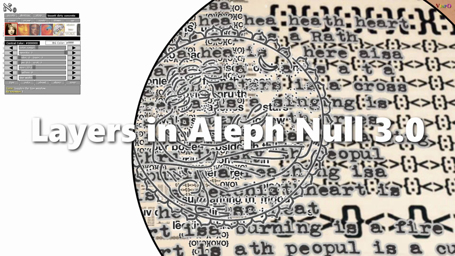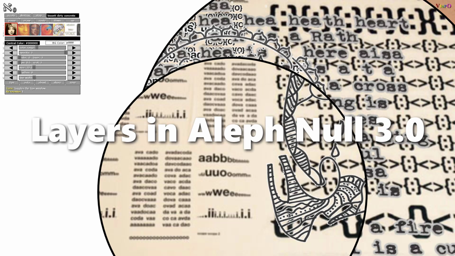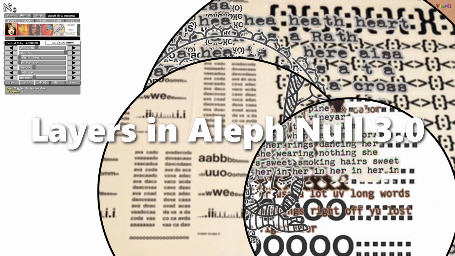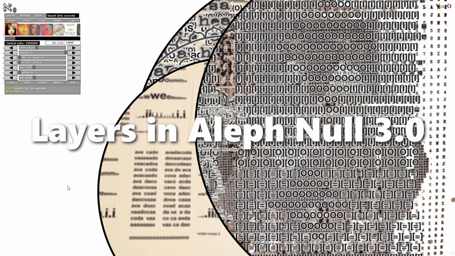What I'd like to do in this video is to show you how layers work in Aleph Null. You can think of the basic architecture of Aleph Null like this. Think of layers of canvases stacked on top of one another. And think of multiple brushes painting on those canvases.